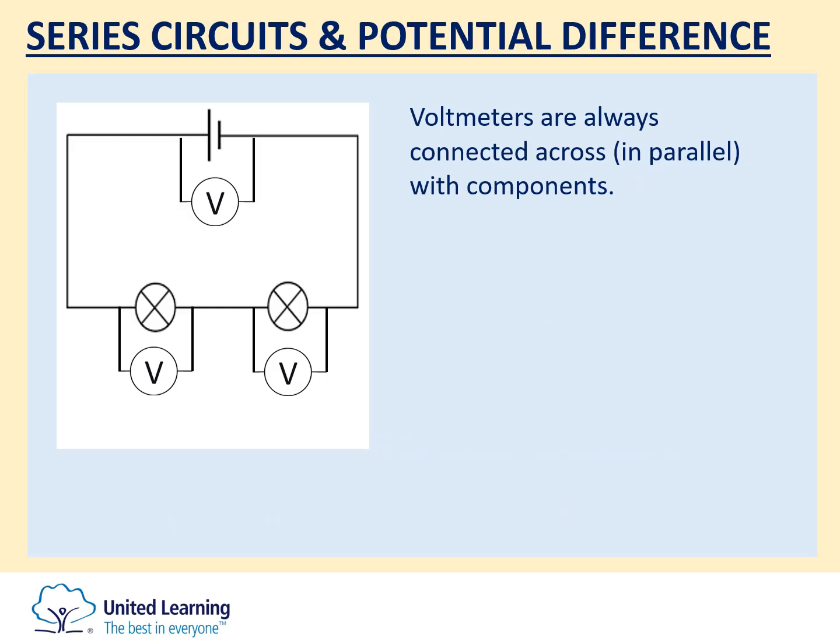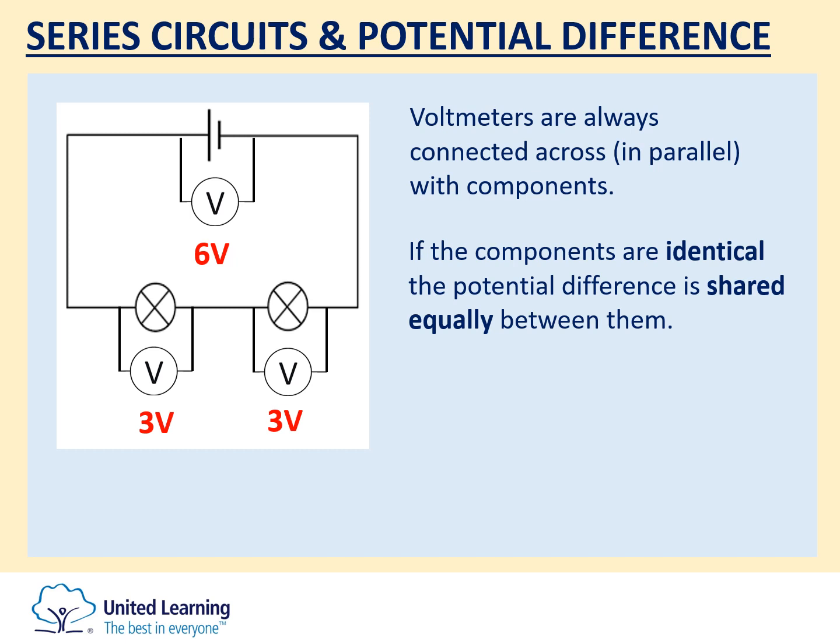Potential difference is measured using voltmeters. The voltmeters must be connected in parallel with the components you are testing. There is always one that is connected across the power supply. That will tell you the voltage being provided by the power supply. And then other voltmeters are connected across the components to be tested. So in this example, the power supply is providing a potential difference of 6 volts. That 6 volts will be shared between the components.